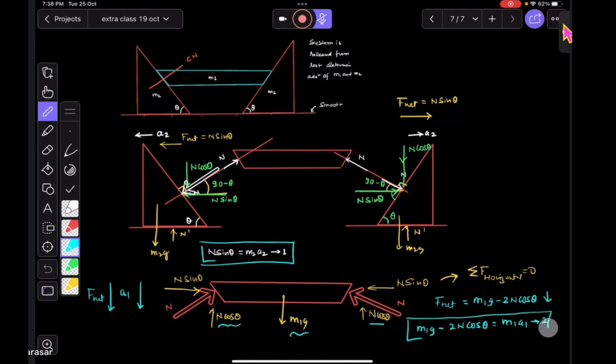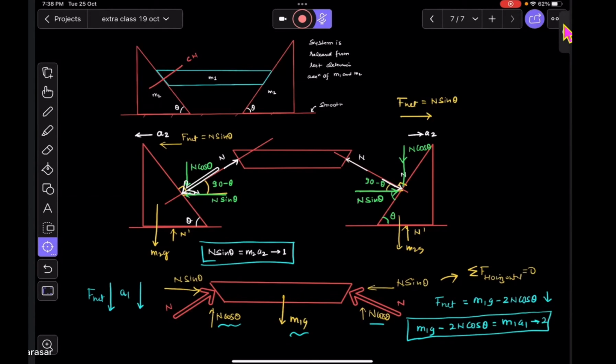And now you will see, still we do not have enough equations to solve for the given unknowns. We don't know a2, we don't know N, and we don't know a1. So 3 unknowns, but only 2 equations formed. So we will use the rigid body constraint to find the constraint equation here, and that will come exactly the same as the one that we got for the earlier question that we did in the class.